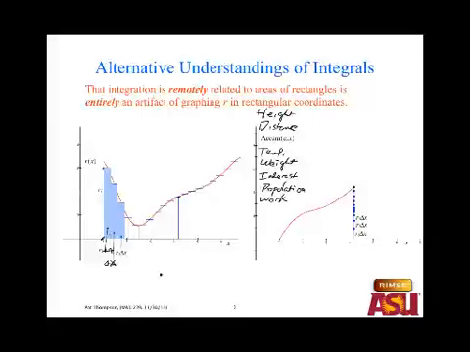Okay? That integration is remotely related to areas of rectangles is entirely an artifact of the fact that we're graphing in rectangular coordinates. It's kind of like a coincidence, right? It's a coincidence because our delta x is horizontal and because of the way we graph, the rate is vertical. It just coincidentally creates the formula for the area of a rectangle.